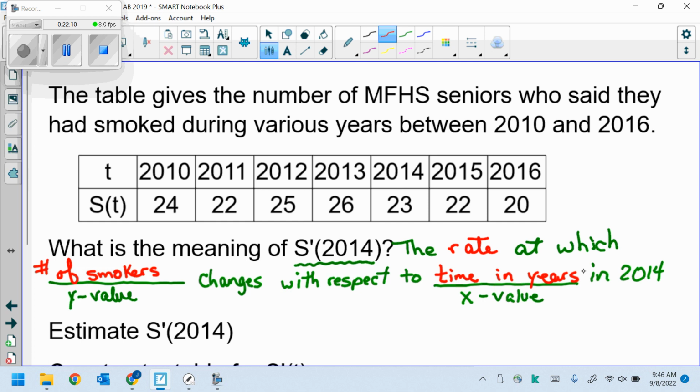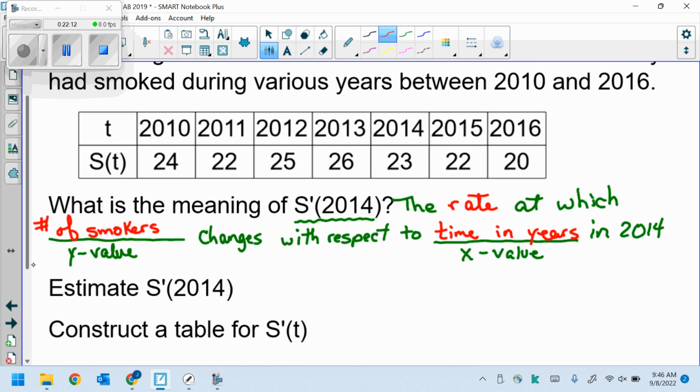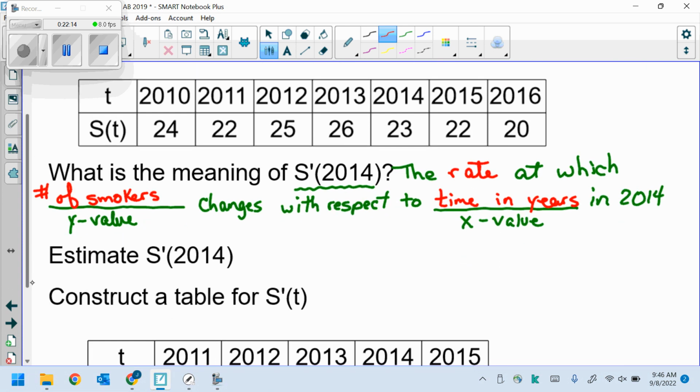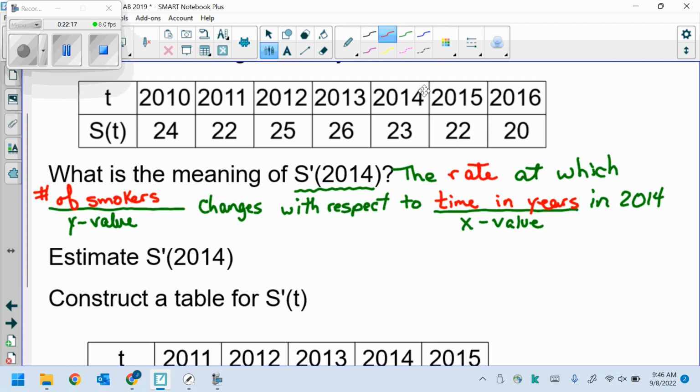Now let's estimate what that derivative is in 2014. Well, I've got a table, and to find the rate at which things are changing in 2014 from a table, you take the points closest to it, and you find the slope between them. And so we're going to have to take y2 minus y1 over x2 minus x1.